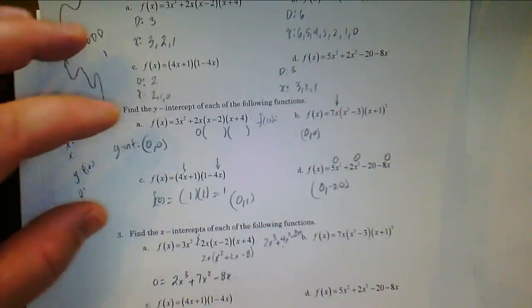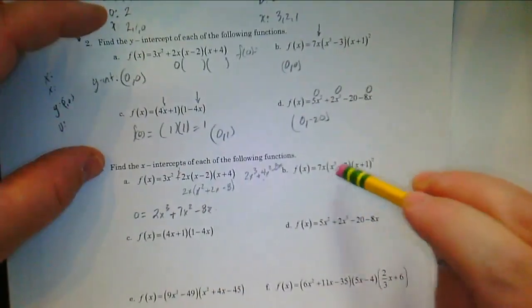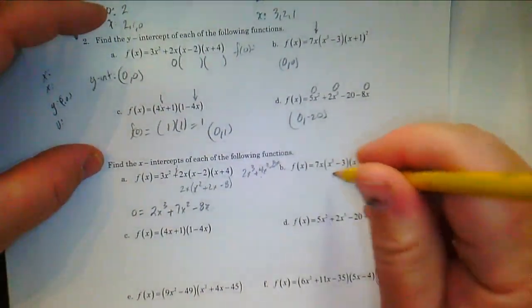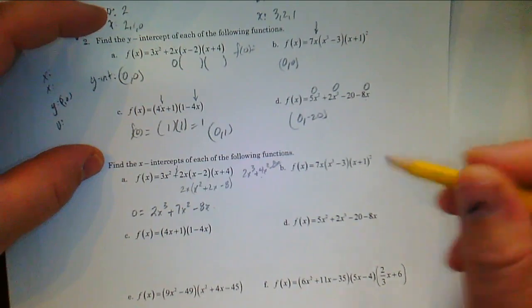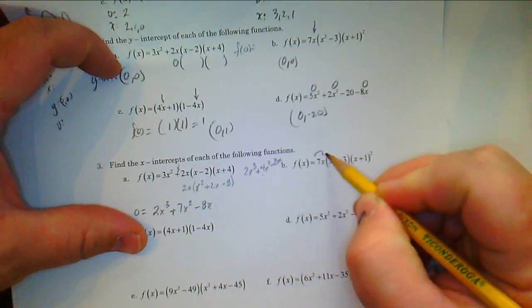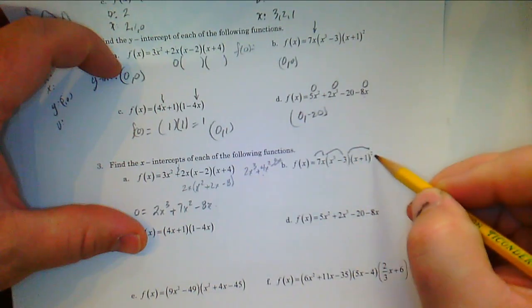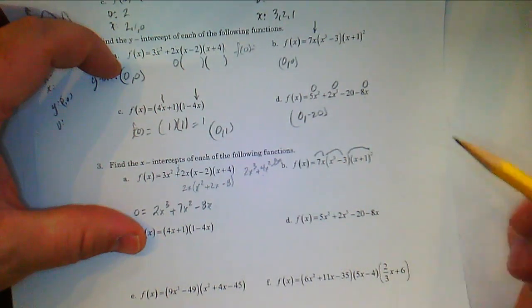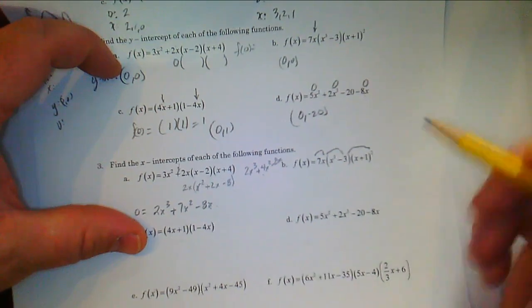Now, let's get to the last one. Let's get to the next group right here. So this one, check this out. Our first step is to factor. This is already factored. We have 1, 2, 3 factors. You set each factor equal to 0, and then you solve it.